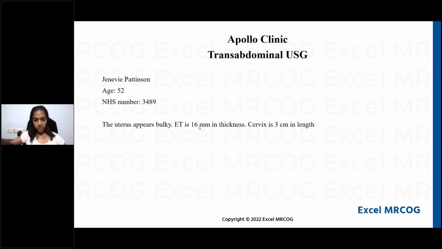So what are you going to do? The next question was, what further investigations are you going to do? Well, yes, you would like to examine her in the presence of a chaperone with consent, but examination may not contribute much because the uterus is not very big. It's just bulky and the endometrium is thickened. What is more important here is to do a transvaginal scan, complete blood count. Remember, she is having heavy menstrual bleeding for a year. So complete blood count and diagnostic hysteroscopy. These are important points. Okay.